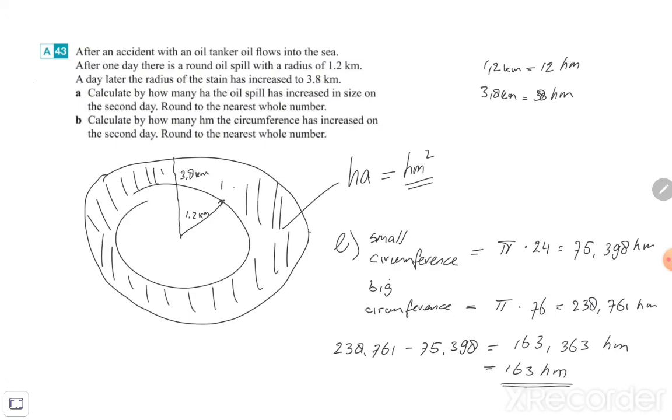So a good question to convert from kilometers to hectometers, and to know that hectare is exactly the same as square hectometers, with two different questions about the area of the circle and the circumference of the circle. All right, so good luck with the rest of the exercises.